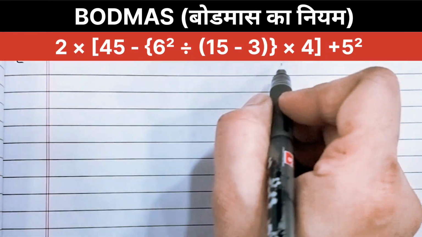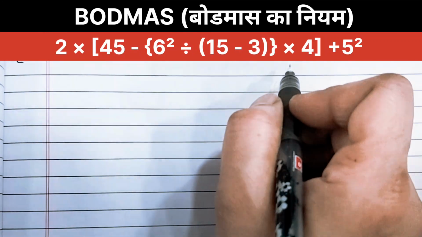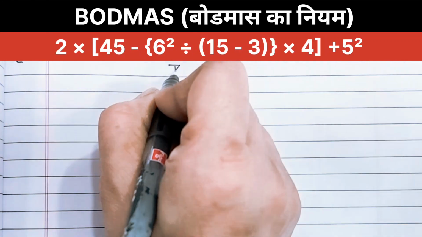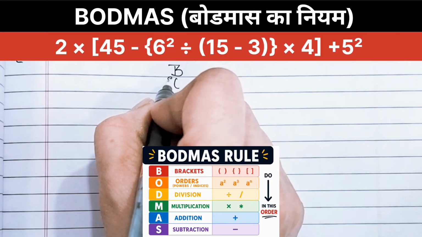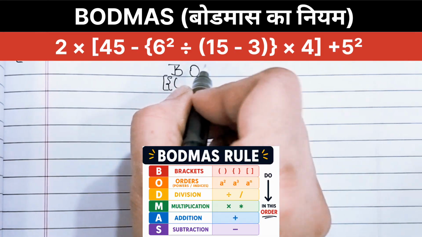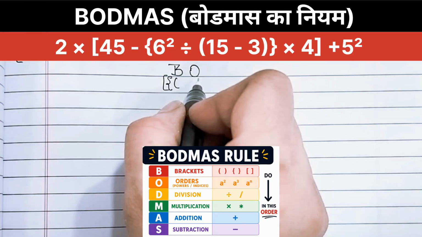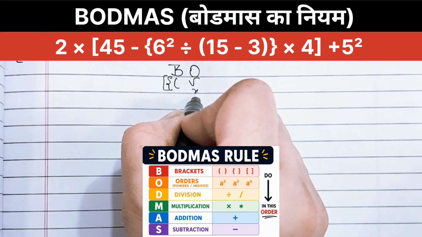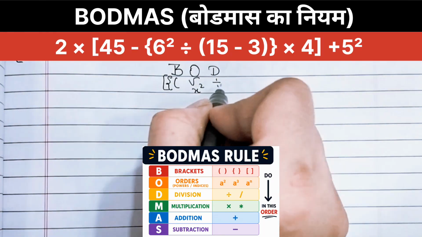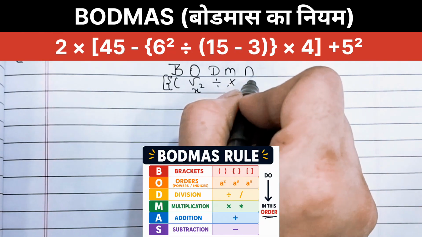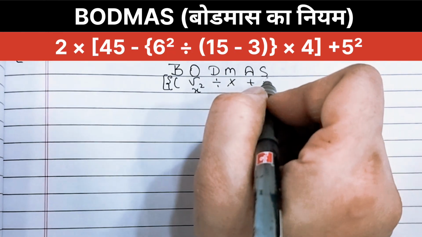Hello friends, according to this expression we follow the BODMAS rule, which dictates the order of operations. First we solve brackets: small bracket, curly bracket, then square bracket. O stands for "of", which we convert into multiplication, and we solve roots and exponents. D stands for division, M stands for multiplication, A stands for addition, S stands for subtraction.